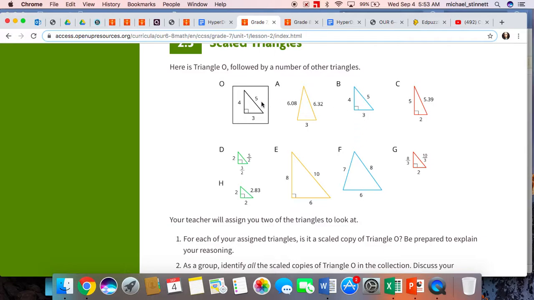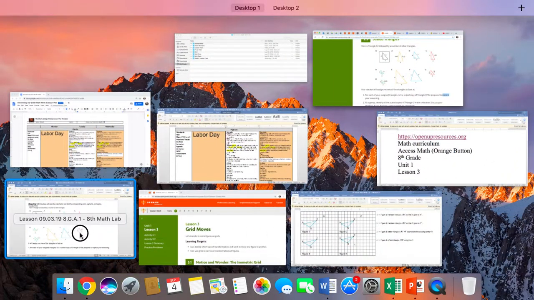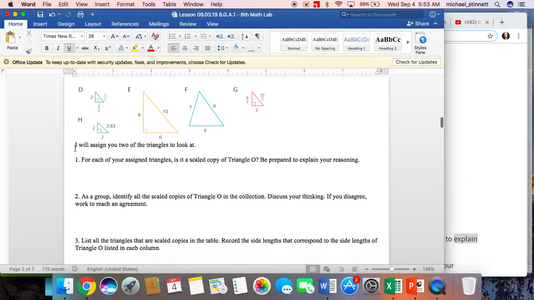So what I'm going to do is walk you through an example of what this is wanting you to do. Notice it says, I'll assign you 2 triangles, so I just did. And then number 1, for each of the assigned triangles, is it a scale copy of triangle O? And be prepared to explain your reasoning. This is, again, on your paper. If you look at number 1, this is where you're going to write your explanation.